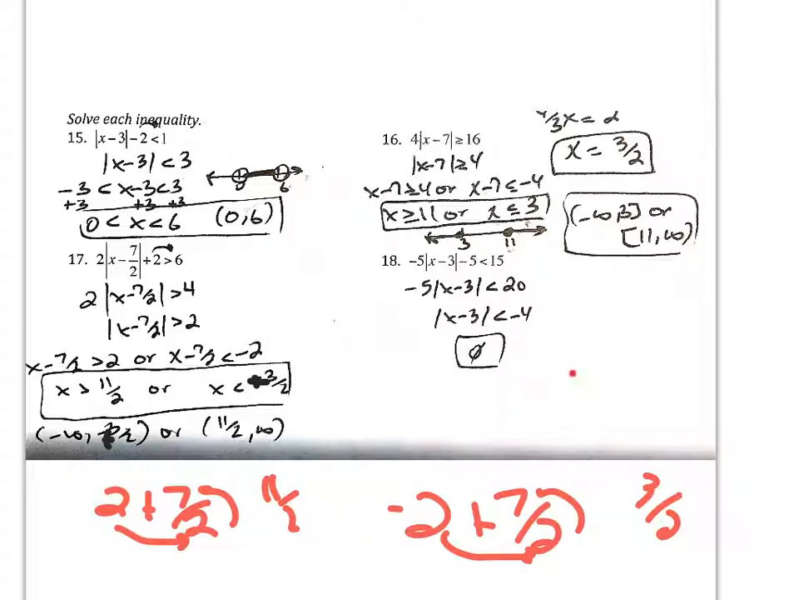Number 18 here is no solution because when I moved the 5 over, it gave me 20, but then I had to divide by negative 5, which gave me negative 4. Now, don't forget, because this says less than negative 4, the only kind of numbers that are less than negative 4 are more negative numbers. So that's why it's no solution. Absolute value cannot be negative. If that said greater than negative 4, my answer would be all answers from negative infinity to positive infinity because all absolute values are bigger than negative 4.